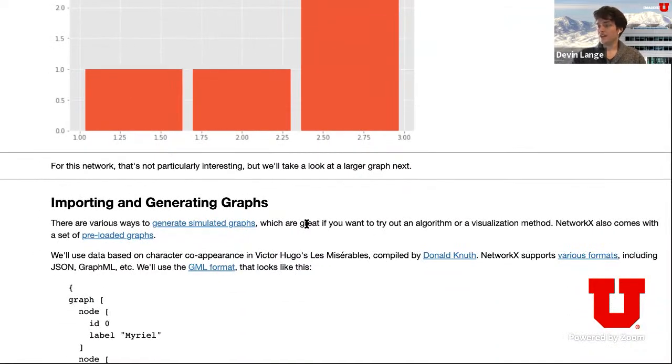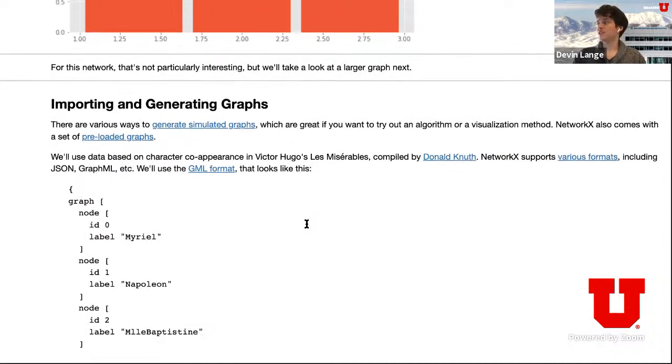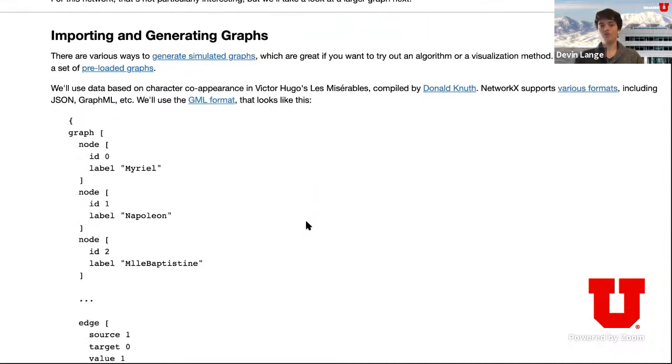Cool. So this is a trivial example that we've built automatically, but if you are working with more complicated ones, you're probably going to want to save them off into a data structure. And in general, most people either use JSON or something called GraphML.